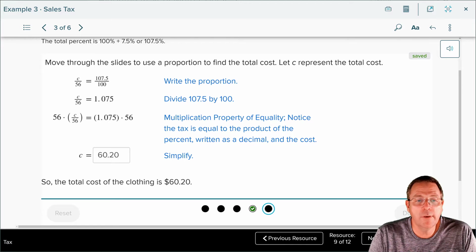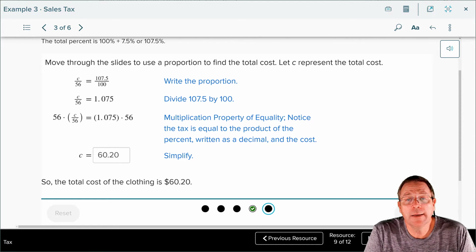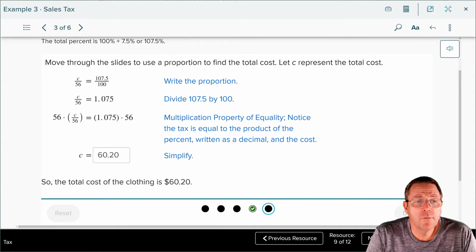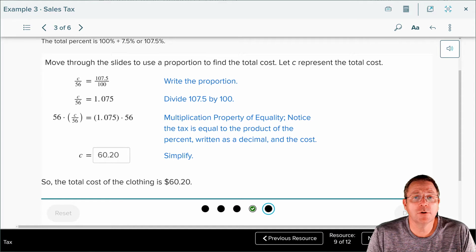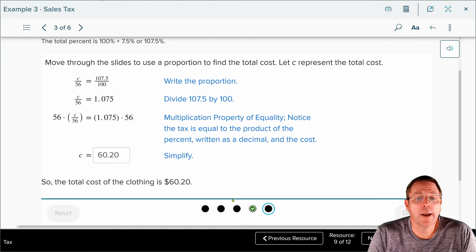So by doing it this way, you don't have to do any addition afterwards. Two different ways to skin the cat. One, you find the tax and add it to the original price. The other way, you add the tax to 100% and then work it like that, and you get the total price without having to do any addition afterwards.